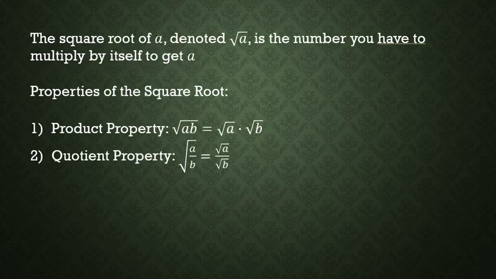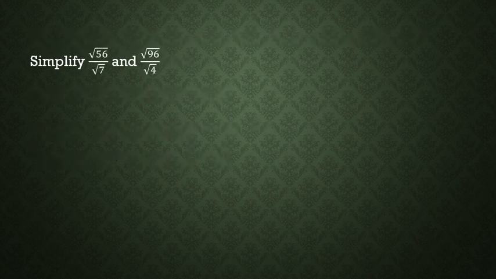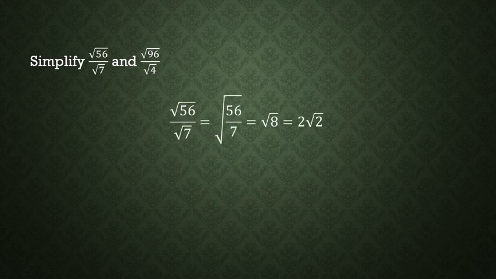Again, going back to our quotient properties here, if we have the quotient of the square roots, then that's equal to the square root of the quotient of those two things. So I can rewrite that first quantity here as the square root of 56 over 7. Well, if you do 56 divided by 7, you get 8. So you have the square root of 8.